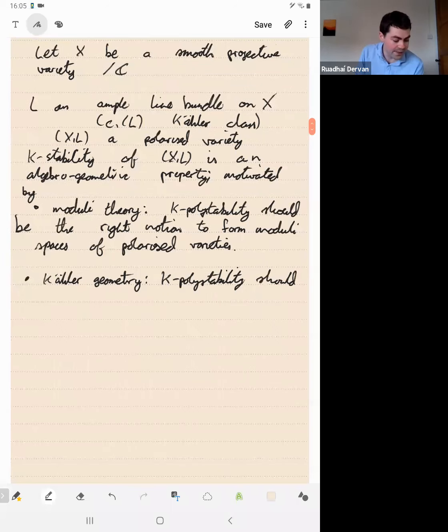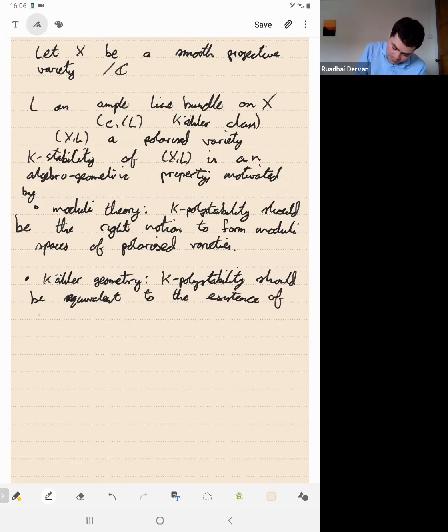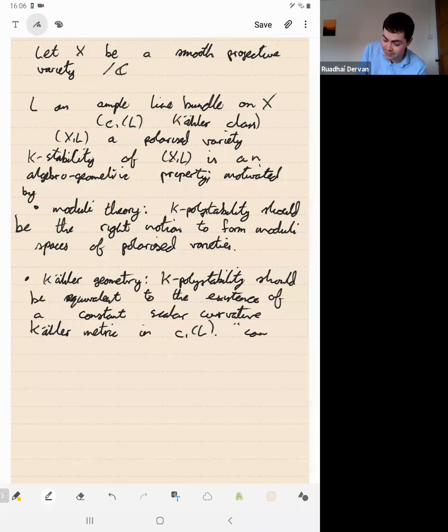should be equivalent through the Yau-Tian-Donaldson conjecture to the existence of certain canonical Kähler metrics in the first Chern class of L. So K-polystability should be equivalent to the existence of a constant scalar curvature Kähler metric in the associated Kähler class, so in the first Chern class of L. So these are so-called canonical metrics. So the point is that this should give you some canonical representative of the Kähler class.